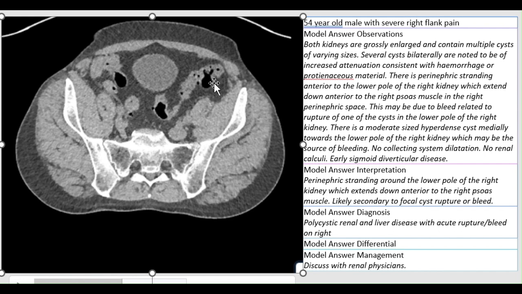It's not lumbar, okay? If you are Egyptian, you will understand. This is not lumbar. This is the sigmoid colon that is seen at the level of the pelvis.